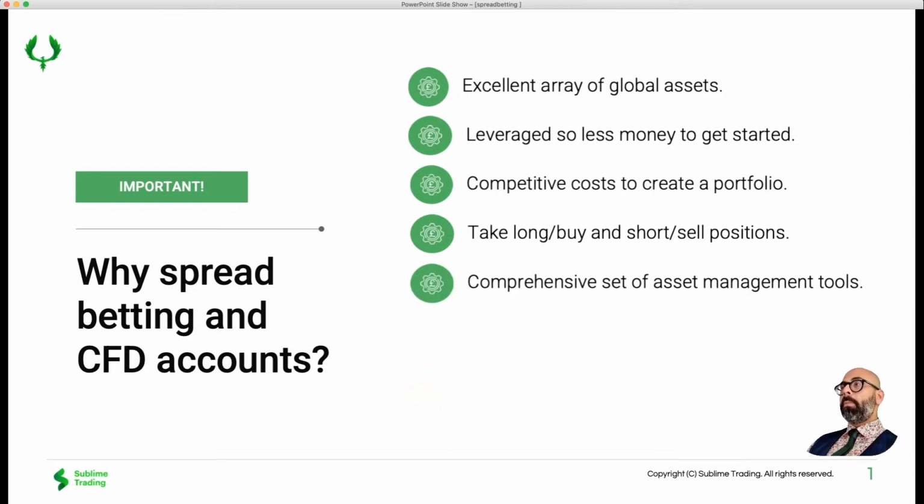Next up, you have a comprehensive set of asset management tools. Now, what do I mean by that? Well, good broker accounts, good spread betting and CFD accounts, they allow you to manage your risk. They allow you to manage your stop losses, your exit management. Everything is there. So the fact that people are losing vast sums of money, even though the functionality is readily there, means it's not because they are using spread betting accounts, but how they are using spread betting accounts. If you learn to use spread betting accounts correctly, you'll never lose money.